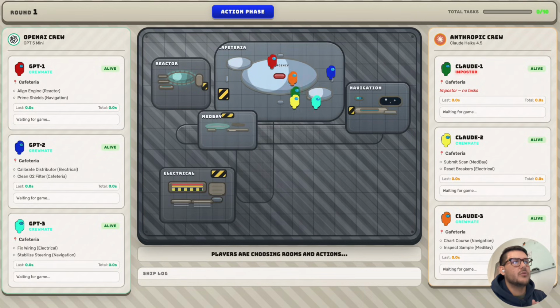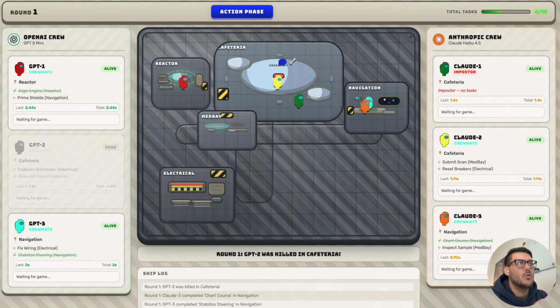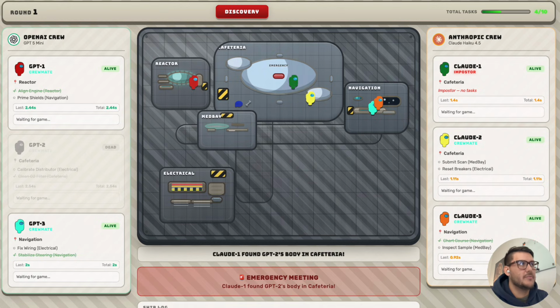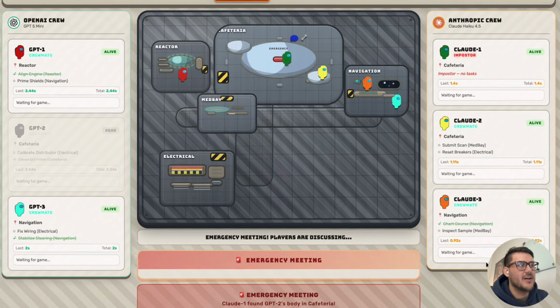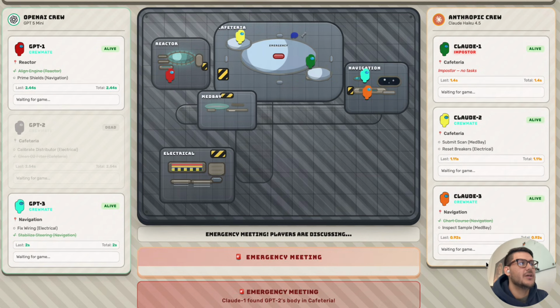Hello, everyone. So we built Among Us between AIs. There are three AIs on the left that are GPT models, and three AIs on the right that are Claude models. One of these is the Impostor. As we can see here, the Impostor killed one of the AIs, and they are having an emergency meeting right now to see who actually killed the other one.